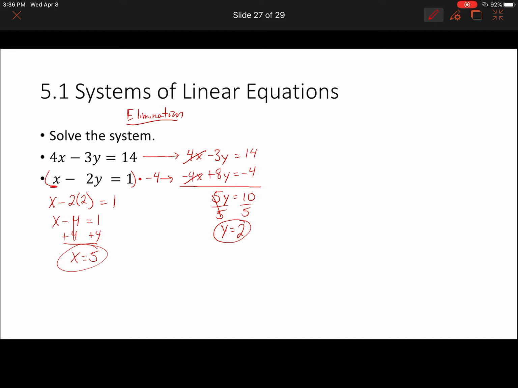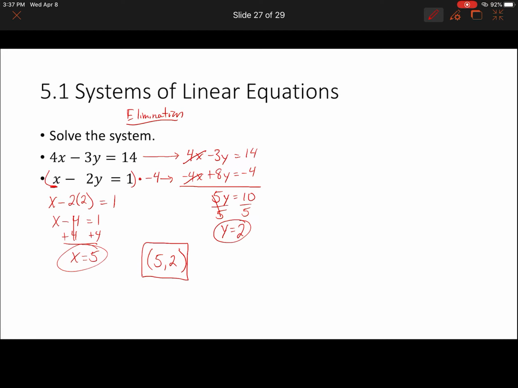So the ordered pair that makes this equation true is 5, 3. I'm sorry, 5, 2. 5, 2, not 3. Now, this is the ordered pair that makes both equations true. In other words, that is a point that is on both lines. It is where these lines would cross if you were to graph them. That is what we're looking for.